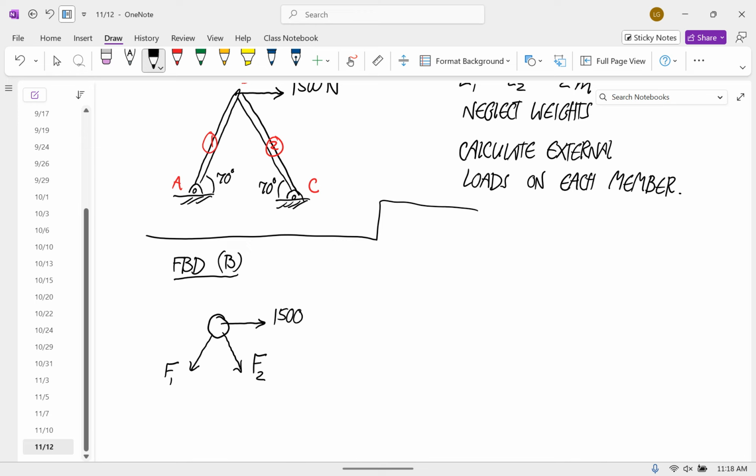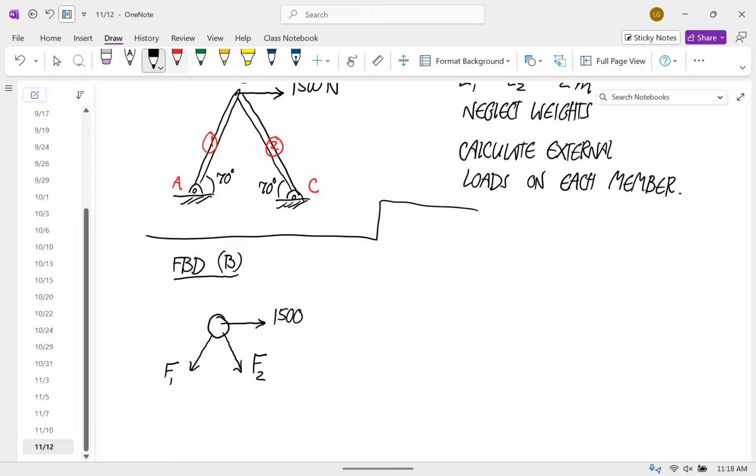Does it make sense to write out a table for this? Well, really the table only helps you for the moments. It does help organize things a little, you have it all in one spot, but there's not really any point in doing it if you're only using Newton's second law. So let's figure out these force directions.